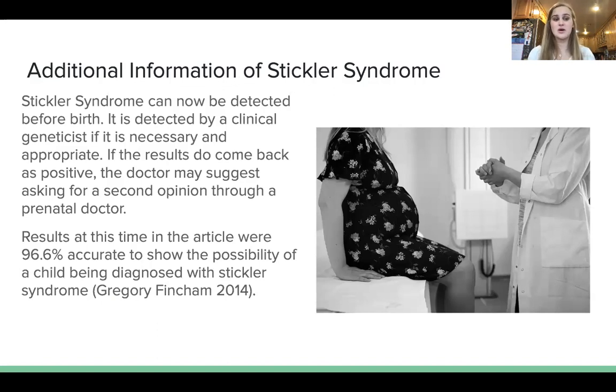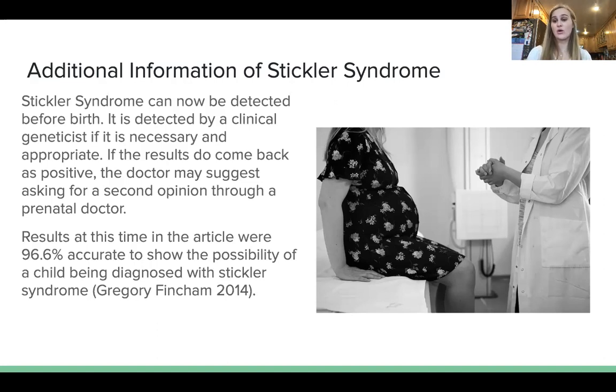If the results do come back as positive, the doctor may suggest asking for a second opinion through a prenatal doctor. I wasn't able to find why the doctors change from a geneticist to a prenatal doctor, but a second opinion is always great. In an article that I found from the year 2014, results at that time were 96.6% accurate in showing the possibility of a child being diagnosed with Stickler syndrome. So I thought that was very cool.